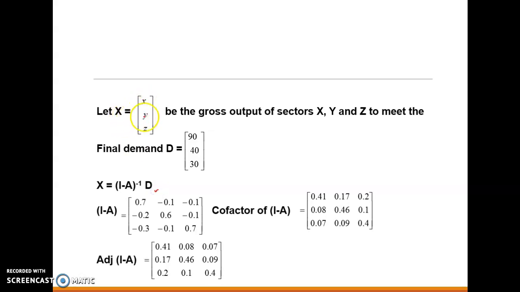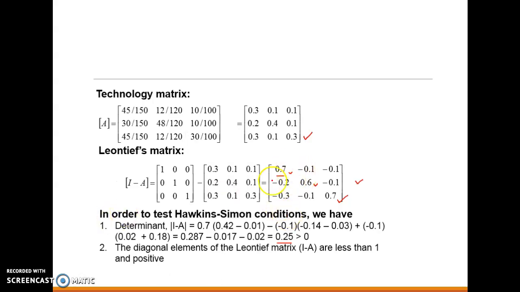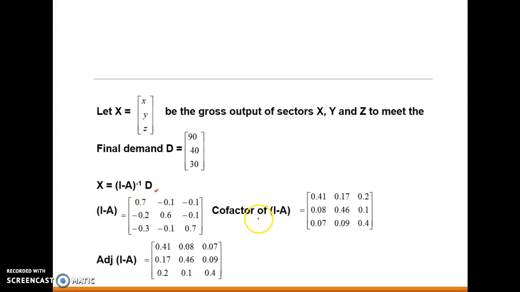Let X, Y, Z be the gross output of X, Y, Z to meet the final demand 90, 40, 30. I minus A we have already calculated, so we'll simply use that. Then we have to calculate the cofactor of I minus A. You already know how to calculate cofactors: first we calculate the minors and then check the sign of i plus j. If the number is even, we use the same as the minor, and if it is odd then it is minus minor.